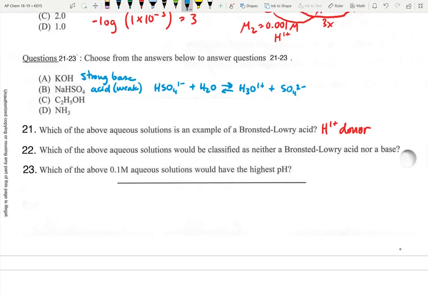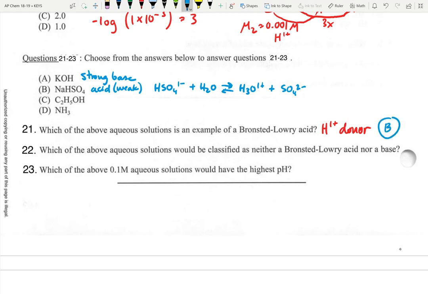But question 21 says, which of the above solutions is an example of a Bronsted-Lowry acid, a hydrogen donor? Well, boom, we found it, right? Because the HSO4 ion from that compound there in choice B would act as a hydrogen donor by the equation that we've written. So 21, got to be B.